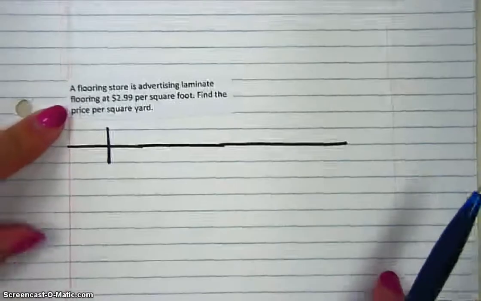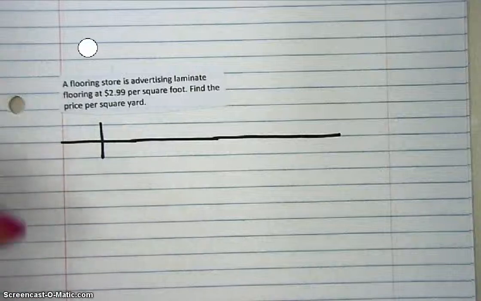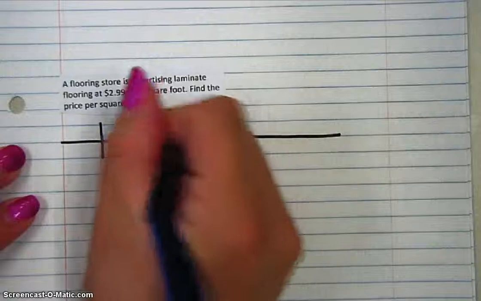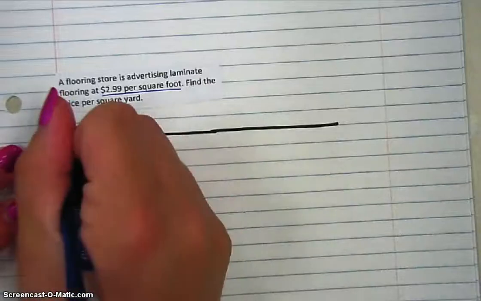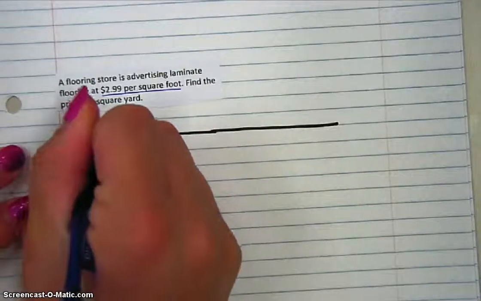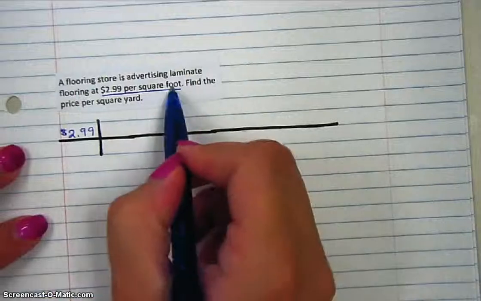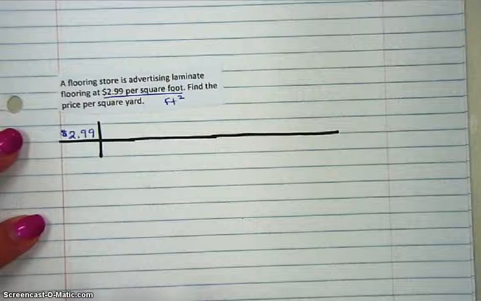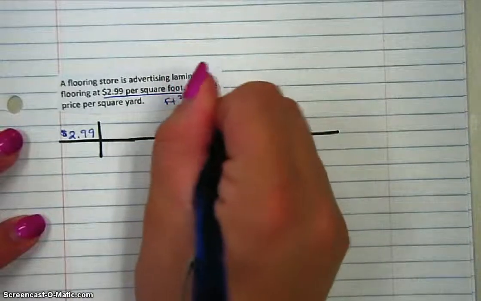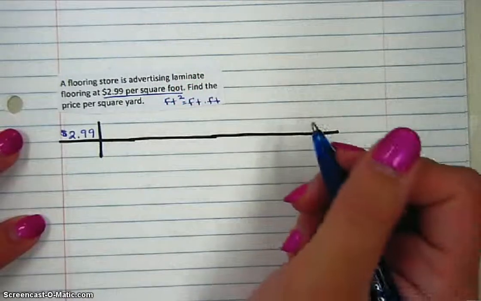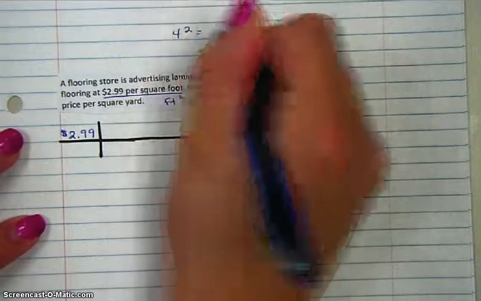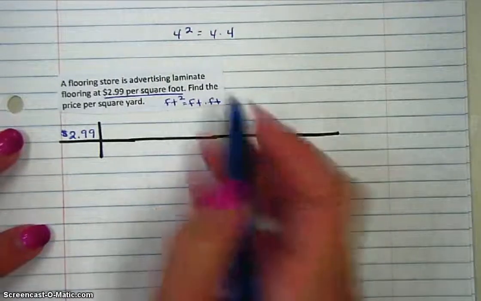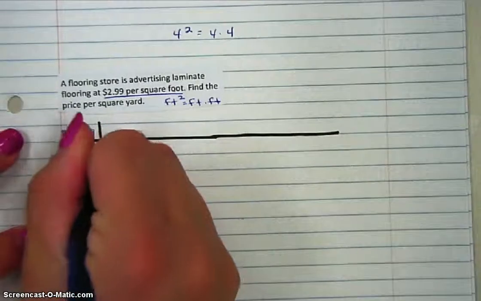Alright, last one. A flooring store is advertising laminate flooring at $2.99 per square foot. Find the price per square yard. This is what we're given. So $2.99 per square foot. Now, a square foot means foot squared. Another way of saying this is foot times foot. Think about something like 4 squared. You would say that's 4 times 4. Same concept. Feet squared would be foot times foot. That's what I'm actually going to write down here.